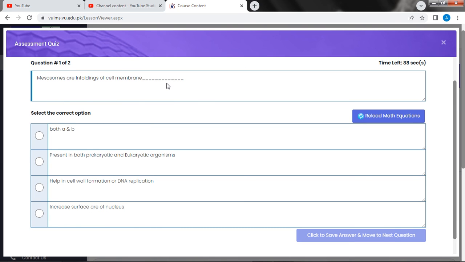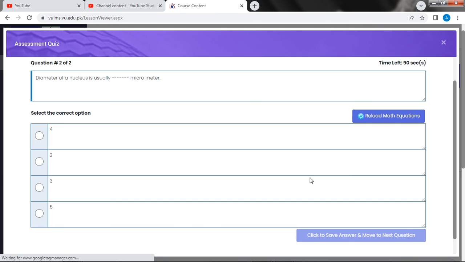Lysosomes are unfolded cell membrane present both in prokaryotic and eukaryotic organisms. Yes, mesosomes. This is the invagination of the cell membrane, helps in cellular formation and replication, increases surface area of the nucleus. So this could be it. Diameter of a nucleus is usually dash micrometers, 5 micrometers.